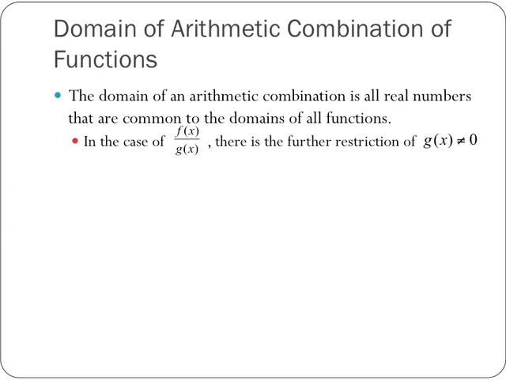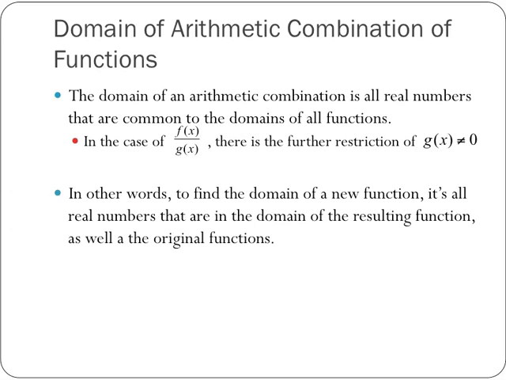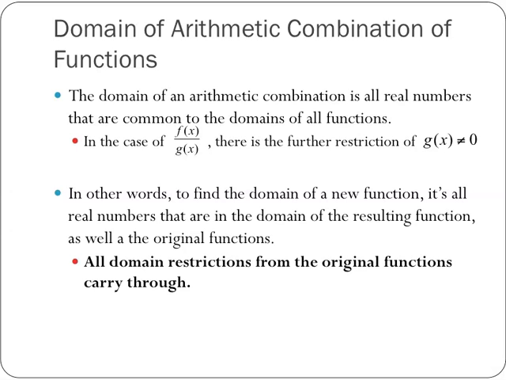So previously, g of x could equal 0 when it wasn't in the denominator. But once you divide the two functions, you want to make sure that you include that as part of the domain restriction. So in other words, if you are trying to find the domain of the new function resulting from a combination of functions, it's going to be all real numbers that are in the domain of the resulting function as well as the original functions. So in other words, all domain restrictions from the original functions will carry through.